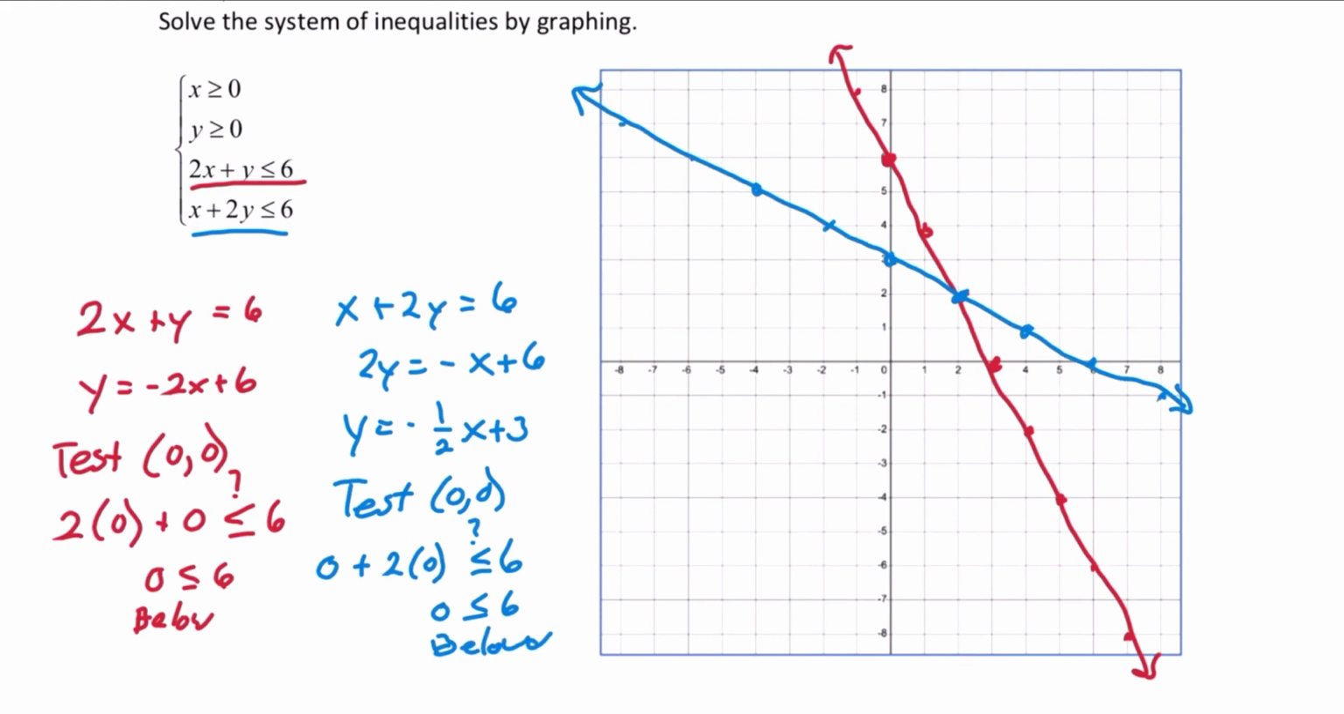So when we go to shade below red and blue, we also need to remember this time that we are restricted to quadrant 1 due to the first two inequalities. So stay below red and below blue, but make sure you are also restricted to quadrant 1. And every point in that shaded region is a solution to the system.